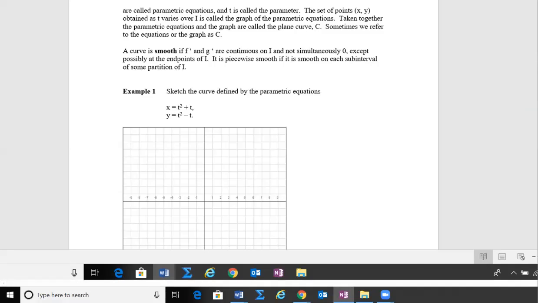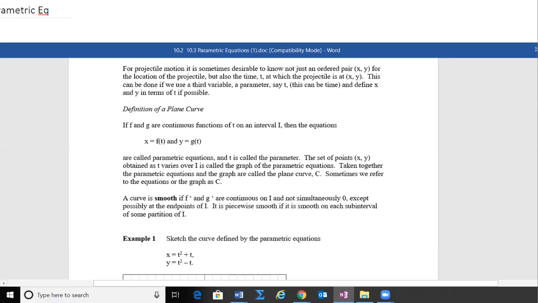Okay, we're going to talk about plane curves, parametric equations today. We call these plane curves, or just curves, if you want to call it that.